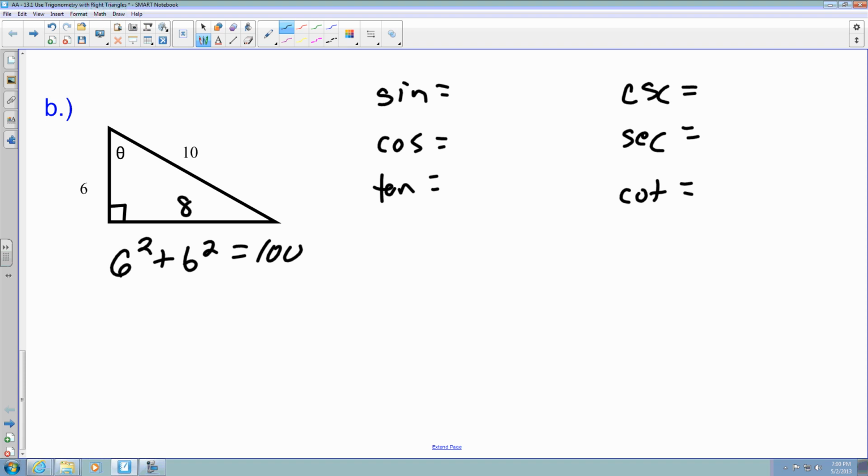So the sine of theta is opposite over hypotenuse, so it's going to be 8 over 10, but if I reduce that down, it's going to be 4 over 5. Cosine, it's going to be 6 over 10, but I can reduce that to 3 over 5. And then tangent's going to be 4 over 3. And then these are just the reciprocals, so I'm going to write this as 5 over 4, 5 over 3, and then 3 over 4. Okay?